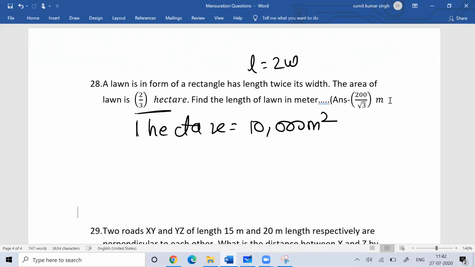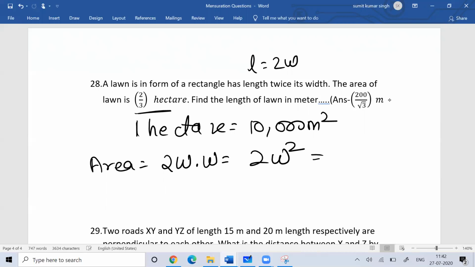And then the length is twice the width. So here, suppose the width is W. The area of the rectangle would be 2W square. They are in meters square, and the area is 2 by 3 hectare. So 2 by 3 hectare.